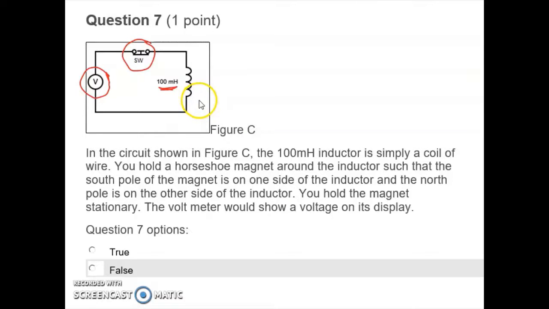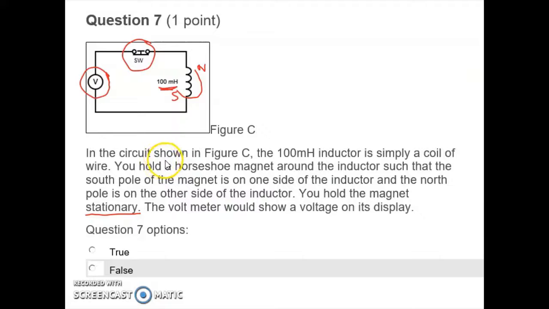We hold a horseshoe magnet around the inductor such that the south pole, I'm going to try to draw this, I'm not a very good artist at all, but just pretend that that's a horseshoe magnet. And let's say this is the south pole and this is the north pole. And we're holding it such that the south pole is on one side of the coil and the north pole is on the other side of the coil. But we're holding the magnet stationary. We're not moving the magnet.